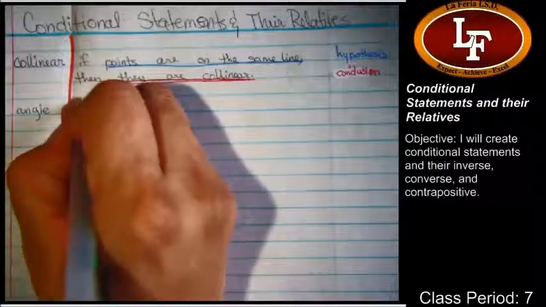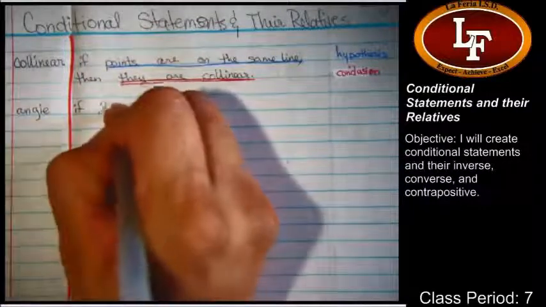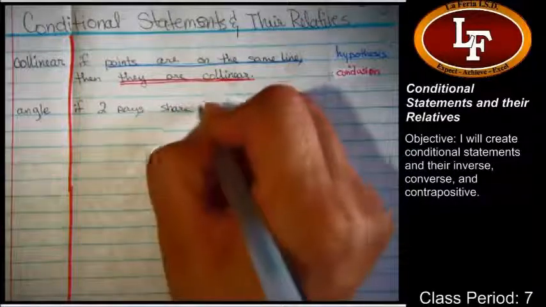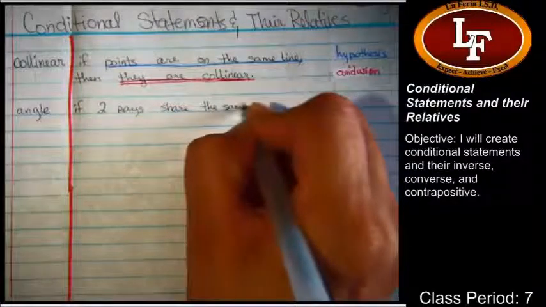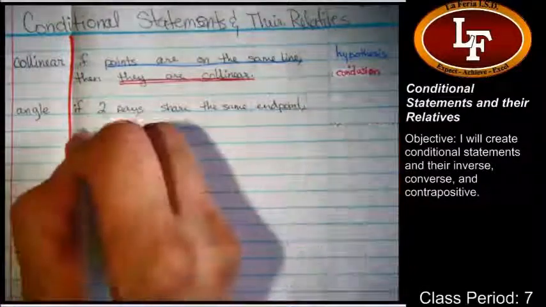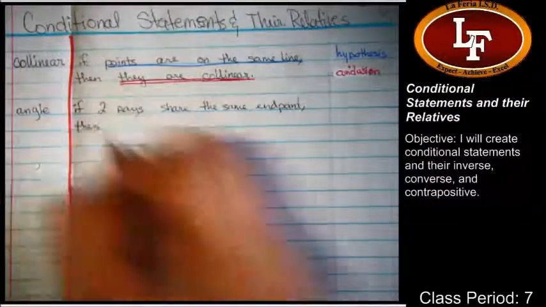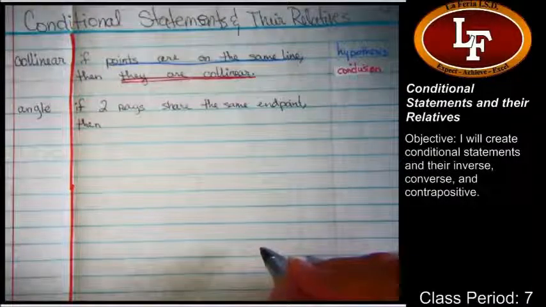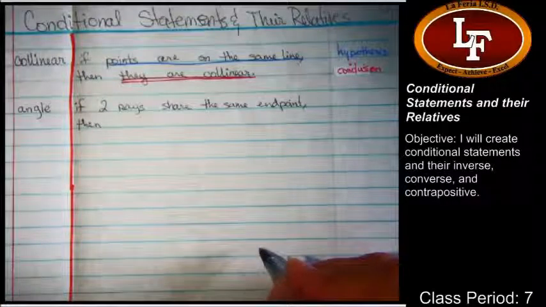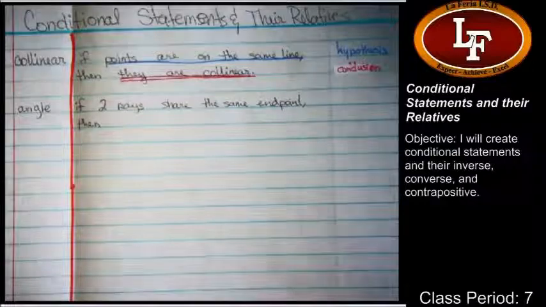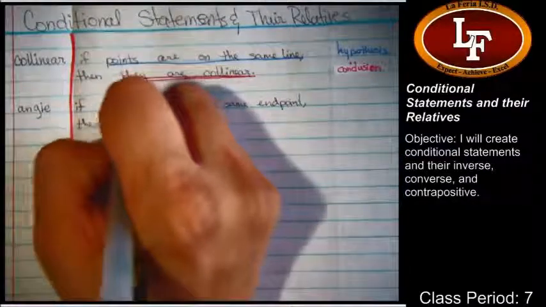So if two rays share the same endpoint, then what? What do we have? An angle. Then there is an angle. Fantastic.